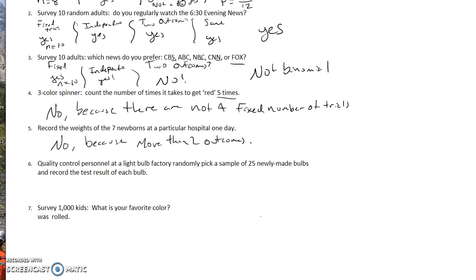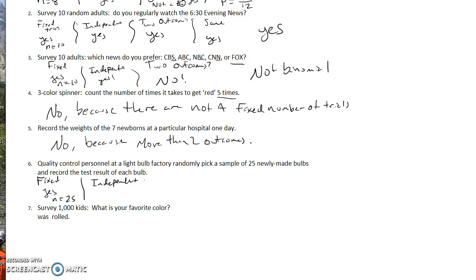All right, this next one says, quality control personnel at the light bulb factory picked a random sample of 25 light bulbs and recorded the results of each bulb. So let's go through this. Fixed trials. Yes. N would be what? N would be 25 light bulbs. Independent.